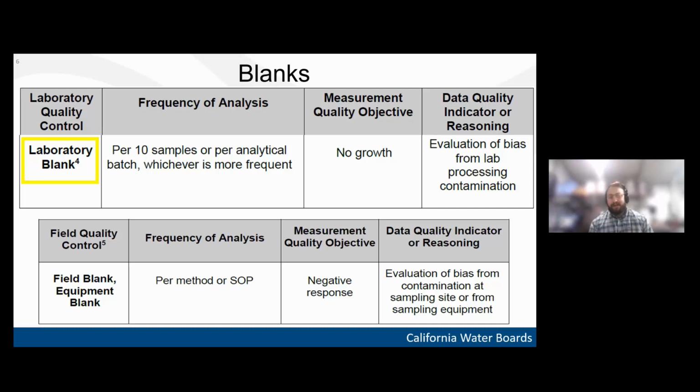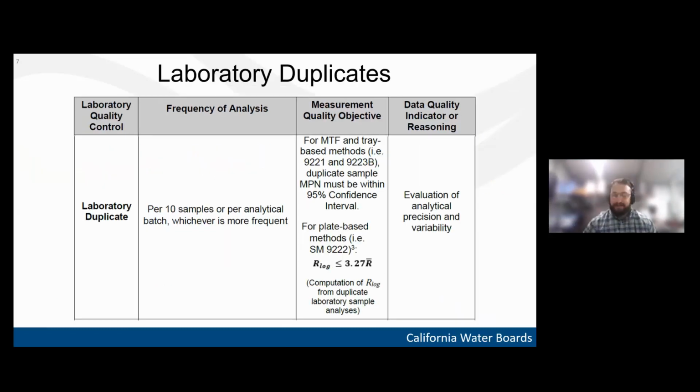And then for field blanks and equipment blanks, we don't have any hard and fast requirements, but that's just per your method or SOP. We rely on those. Now I want to get into how things have changed recently, and that is due to precision. So laboratory duplicates for bacteria, and this is where things get a little bit dicey.